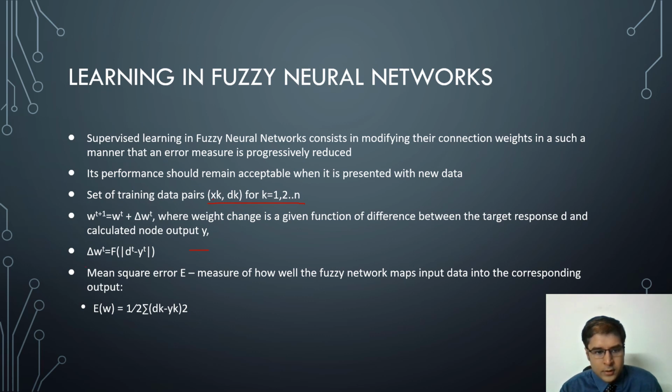Del Wt is equal to f of modulo of dt minus yt. So f is a function here. Mean square error E is my measure of how well the fuzzy network maps input data into the corresponding output, and it is given as half of summation dk minus yk whole square, as here.